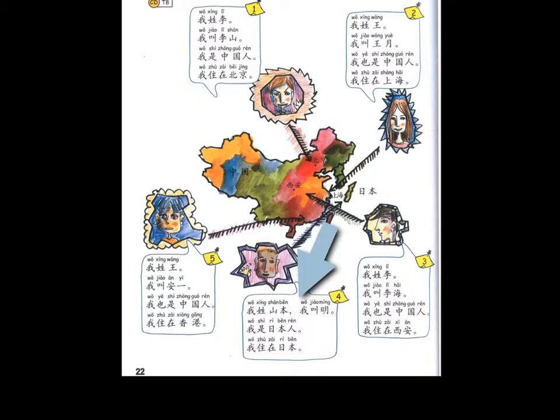Now, if we move all the way over to our very last person, this person says, 我姓王，我叫安妮，我也是中国人，我住在香港. Now, this person is also a Chinese person. They've said 我也是, 也是, very important. Now, 我住在香港, 香港. Now, 香港, it's all the way down here on the map. Can you guess where that is?